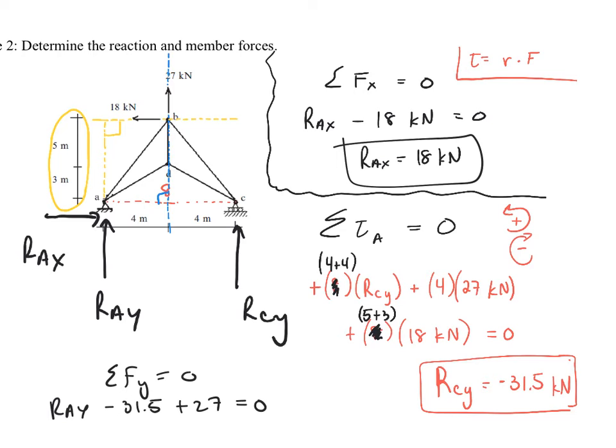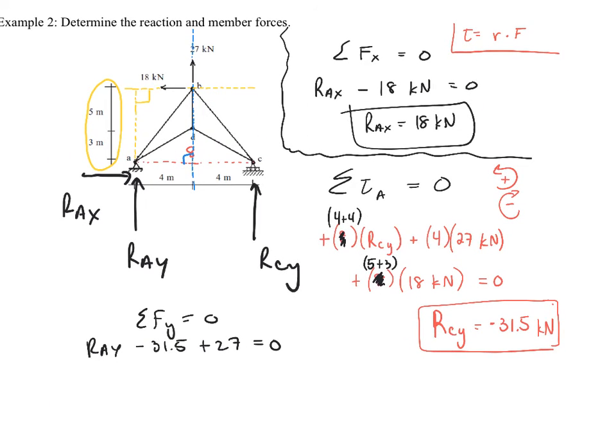Again, RAY is up. That's the positive. This is RCY, which looks like it's up because it's positive, but we got a negative answer, so that goes in for RCY. And then 27 is acting up, so that gets a positive. So I look at this, and I'm going to see that this is going to be negative 4.5. And then I move it over, which makes it a positive 4.5. So RAY will be positive 4.5.